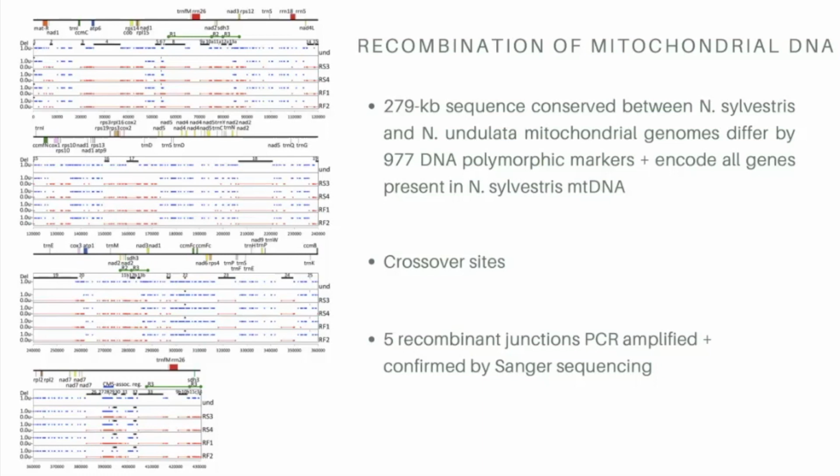Crossover sites are not always identical in the recombinant mitochondrial genomes. The results were recombinant fertile 1 and 2 and recombinant sterile 3 and 4, due to the switching of the red and blue dots in figure 3. 5 recombinant junctions were PCR amplified and were confirmed by Sanger sequencing.